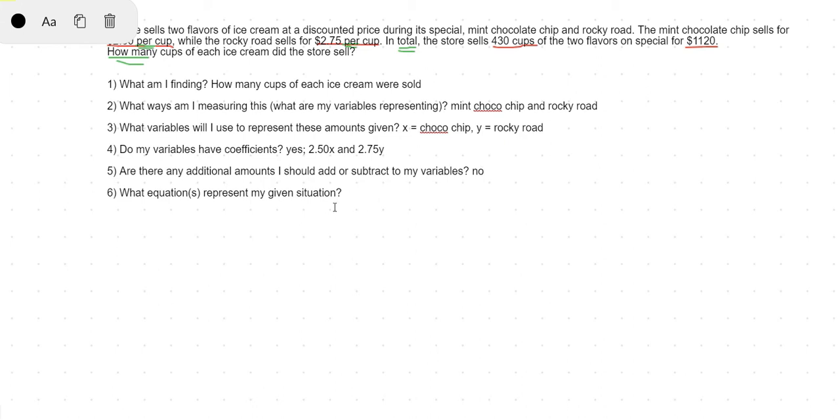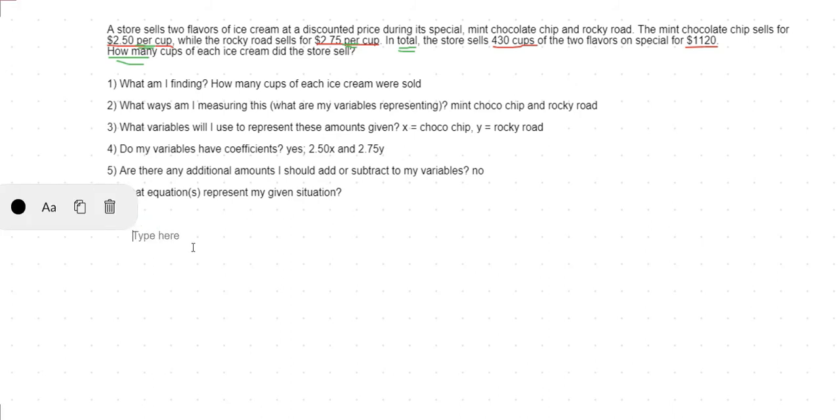What equations represent my given situation? If you have a single variable and are just solving a single equation, you would come up with one equation. But in the case of this problem, I have two different pieces of information I'm given. So I'm going to have two equations for the situation. It's a system. The very first thing that I see is the one that I came up with to start, which was 2.50x. And if I add that to the 2.75y, I would have my total sales. Because if I multiply cost times the amount I sell for things, I can figure out how much I earn.